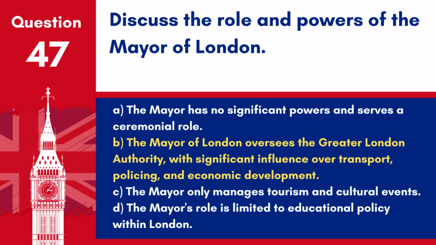Answer B. The Mayor of London oversees the Greater London Authority, with significant influence over transport, policing, and economic development. This role involves a broad range of executive powers impacting the day-to-day life and future planning of the capital.